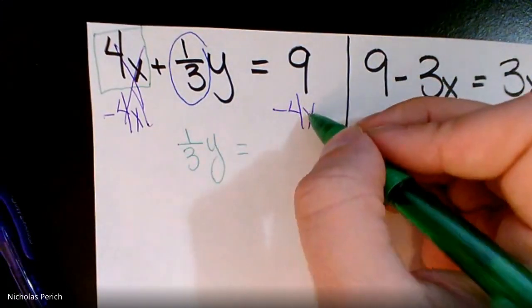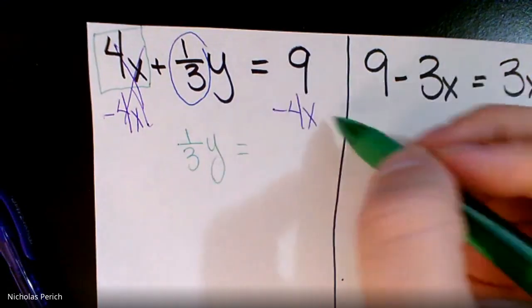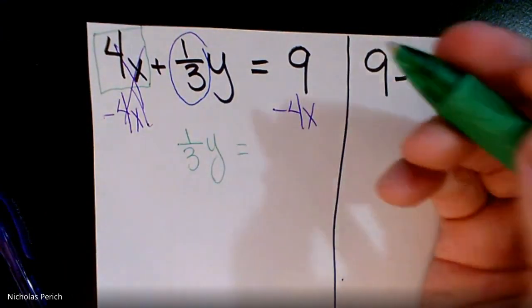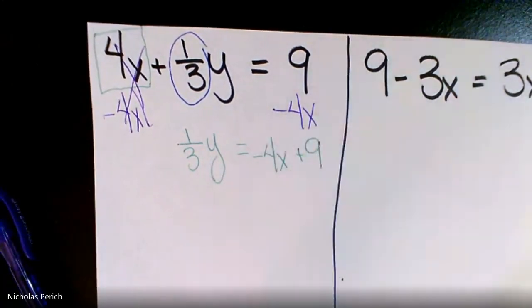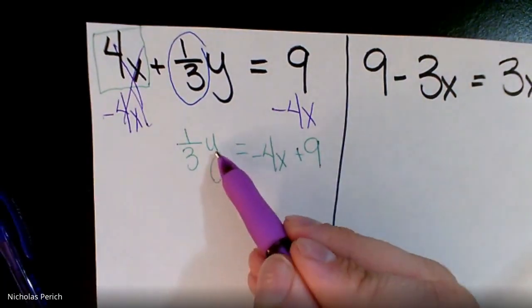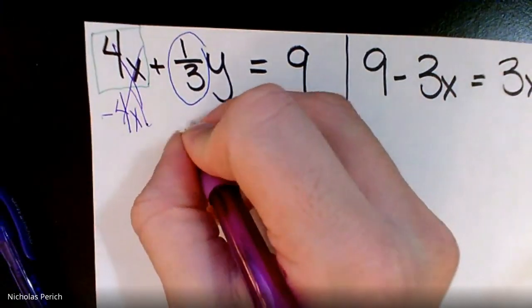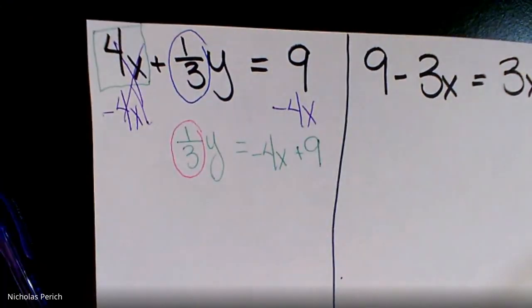Do negative 4x and 9 combine? No, because one has a variable and the other one doesn't. So I'm going to say minus 4x plus 9. Is y all by itself? No. What's in the way? 1/3 is attached to y. Now, I could divide everything by a third. I could divide by a fraction. But I remember a particular verse in the Bible. Instead of dividing a fraction, multiply the reciprocal.